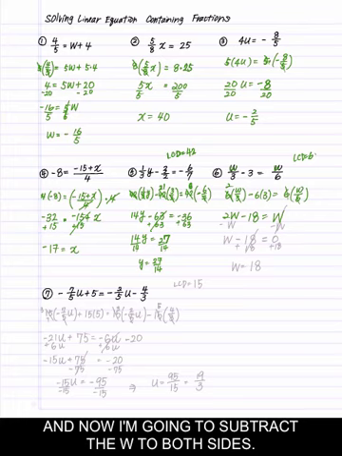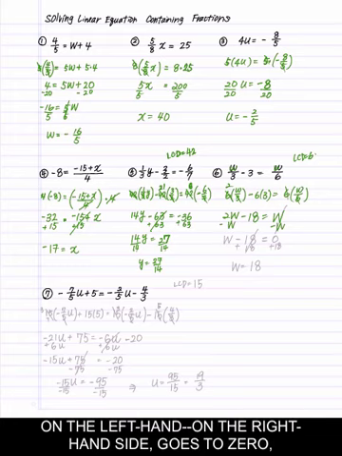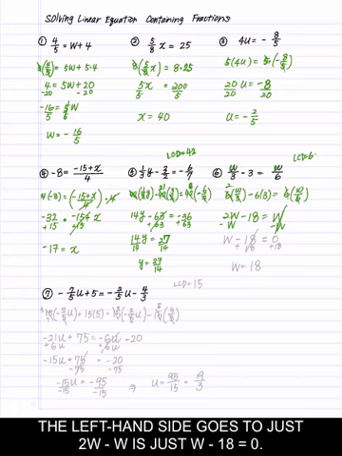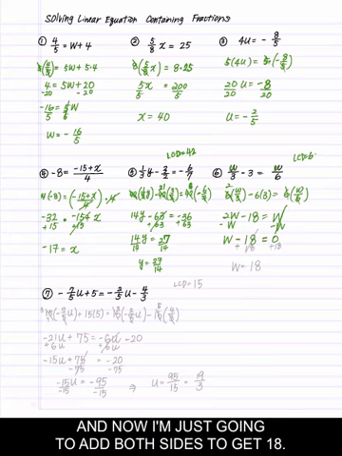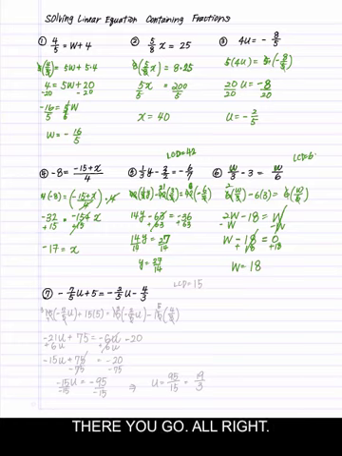And now I'm going to subtract a W from both sides. On the right-hand side, it goes to 0. The left-hand side goes to just 2W minus W, which is just W, minus 18 equals 0. And now I'm just going to add 18 to both sides. There you go. All right, let's do this last example.